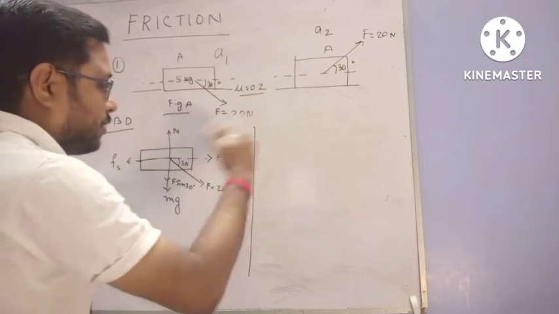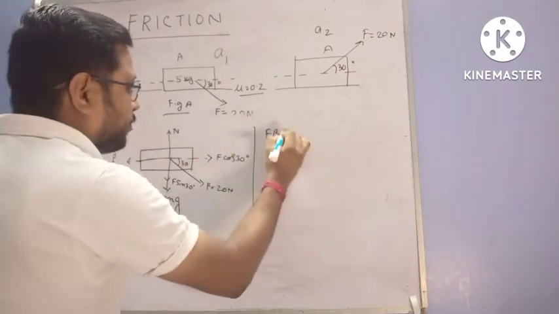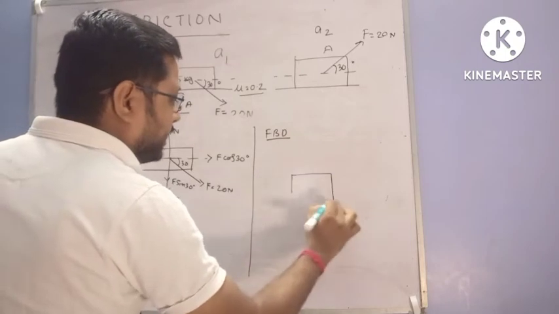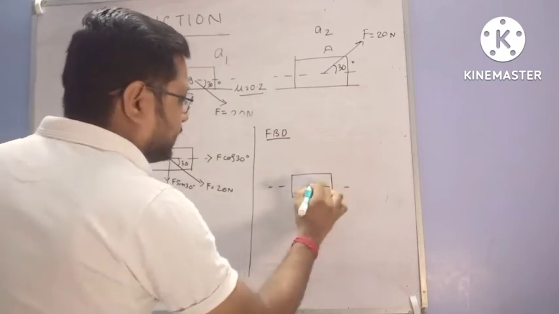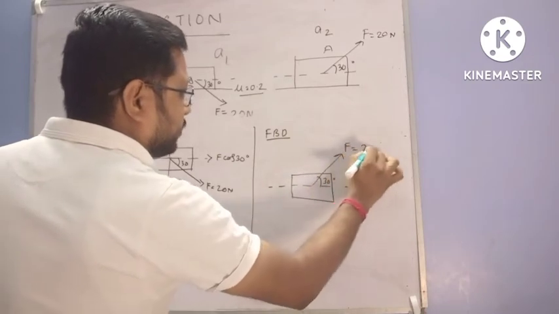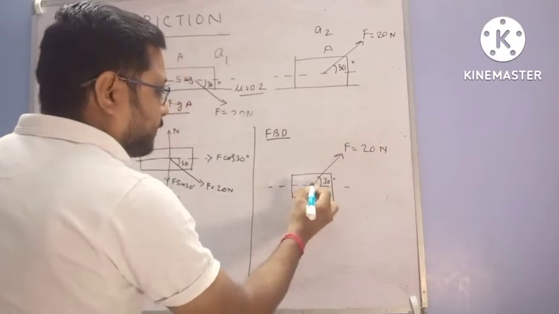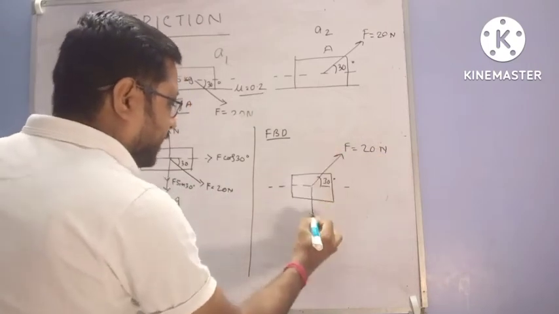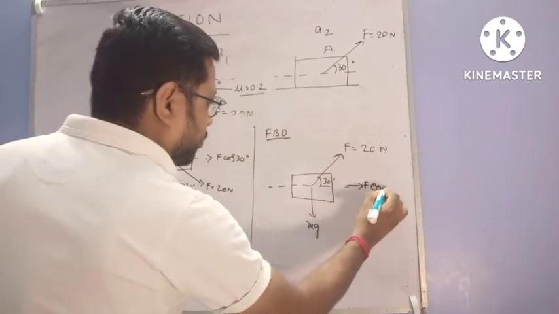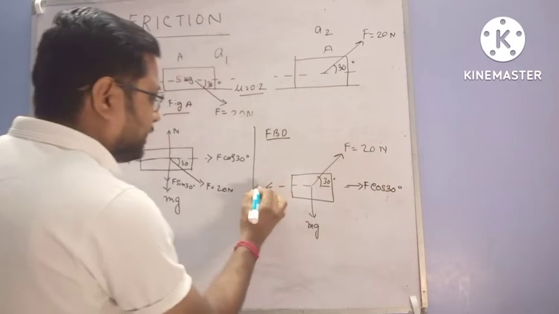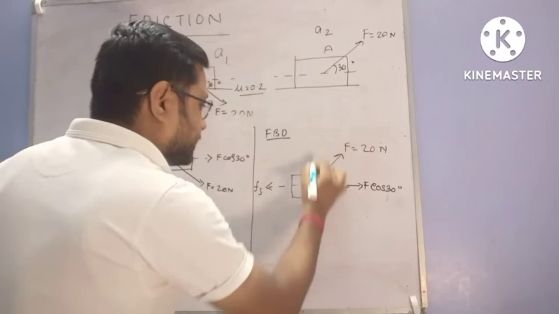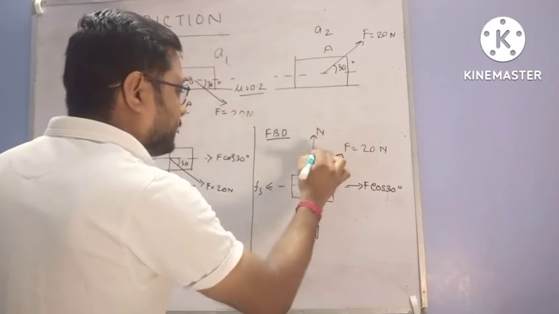What is the free body diagram when we pull it? If we draw the free body diagram, then this is the horizontal, and the force of 20 Newton acts at 30 degrees with the horizontal in this direction. Along this, the weight occurs, and along this direction also F cos 30 force is applied. Now, the F sin 30 force is along the normal direction N.